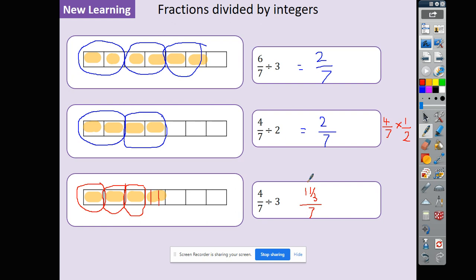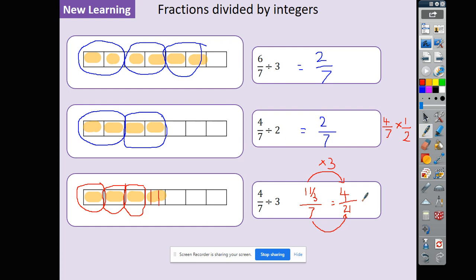So let's have a look if I multiply the whole lot by 3. I know that 1 multiplied by 3 will give me 3, and a third multiplied by 3 would give me the 1. If I put them together, I'm going to get 4. And then 7 multiplied by 3 is going to give me 21. Now that gives me a proper fraction, and it is equivalent.